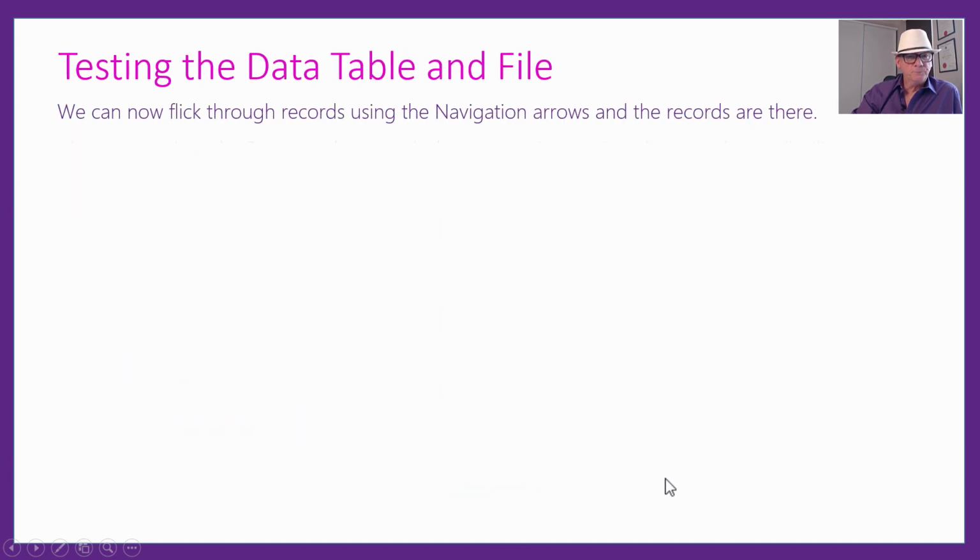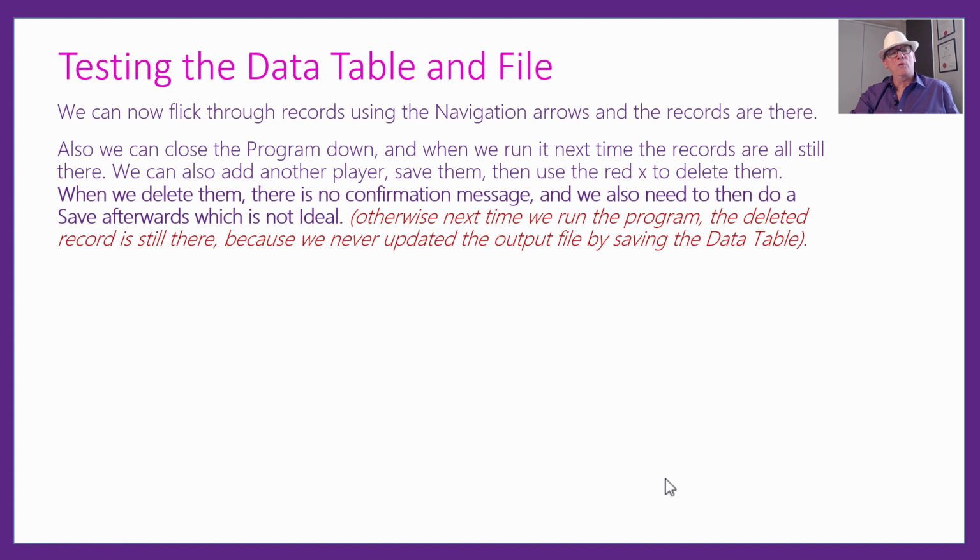All right, so when we flick through the records, using the navigation arrows, we should see those 4 players in there now. And because we've saved it, we should be able to close the program down and then reopen it up, as you saw at the start of this lesson. And then there will be players in there we can flick through.